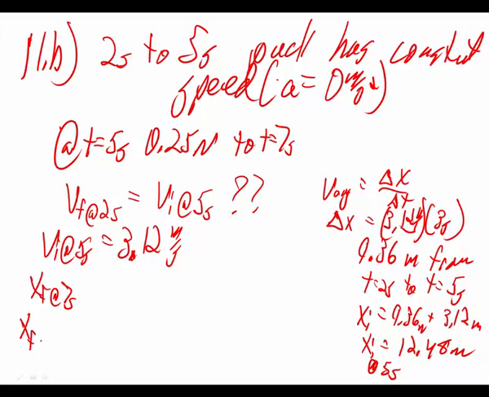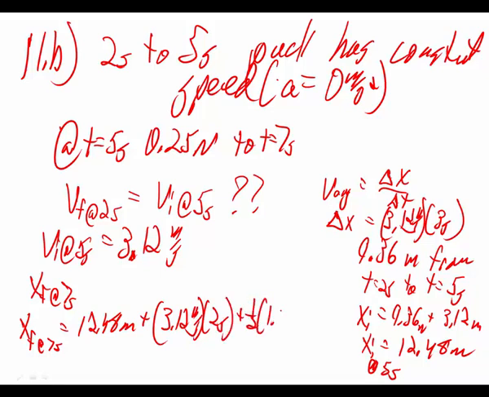We can say the x final at 7 seconds is equal to 12.48 meters plus, what was the initial velocity at 5 seconds? 3.12 meters per second. And it travels for how long? 2 seconds. 5 to 7 is 2 plus 1/2. We do the same acceleration. That's not going to change. Times 2 seconds squared, and the final displacement is what? 21.48 meters. And that's at 7 seconds.